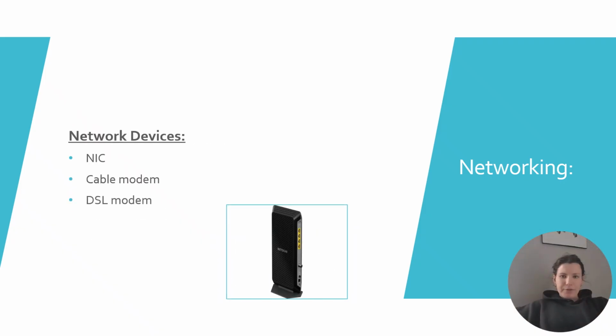I do have three different types of network devices listed here. We have the NIC, which is just a network interface card. It's essentially just a circuit board that connects a computer to a network. They're often internal to the device, so it'd be like wired or wireless. And then a cable modem. They use cable TV for a connection. And I do have a little illustration of what a cable modem looks like down here.